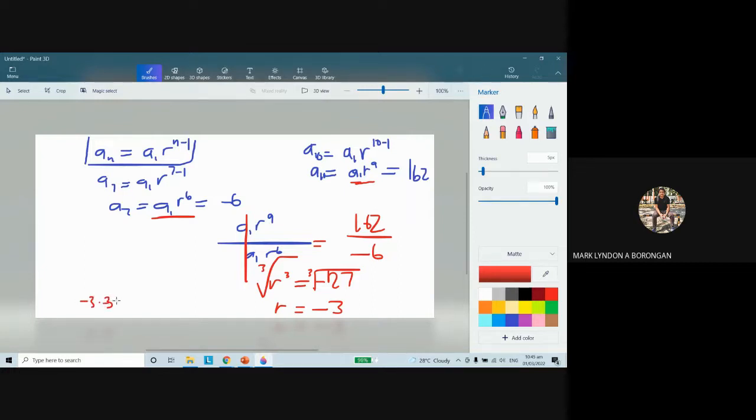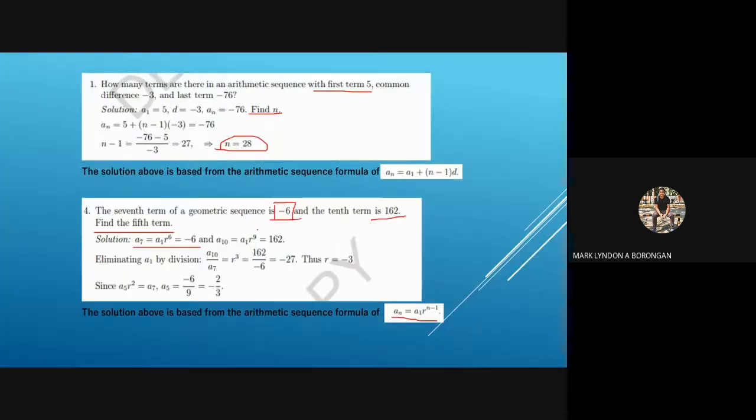So this is just to check if we are correct. Negative 3 times negative 3 is 9. Then 9 times negative 3 is equal to negative 27. So that is correct. So r is equal to negative 3. Let's go.